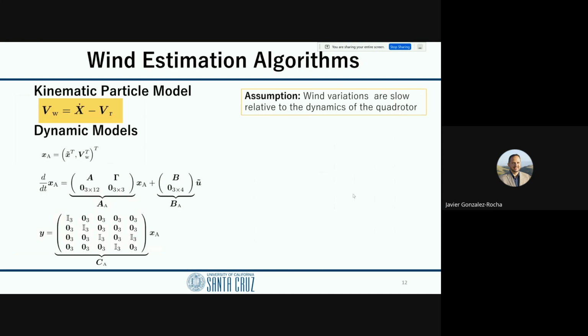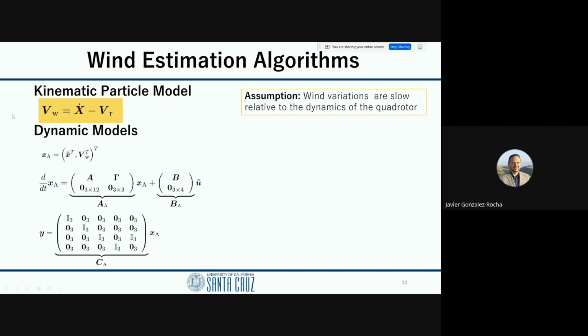How do we estimate wind, right? If we're using a kinematic particle model, the wind is just the difference between the inertial velocity of the aircraft and the air relative velocity. And the air relative velocity we can obtain by determining the side flow angle. But using the latter models, the dynamic particle model and the rigid dynamic model, we actually synthesize a state observer. To synthesize a state observer, we first formulate what's called a wind augmented model.